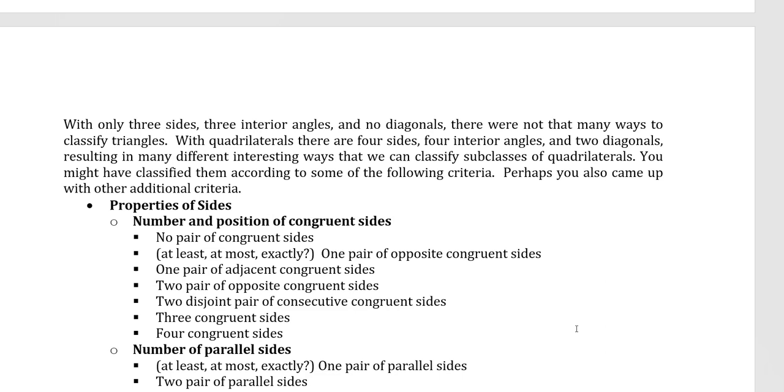How about one pair of parallel sides? Again, did you say at least one pair of parallel sides, or at most one pair, or exactly one pair? Each of those adjectives makes slightly different classes. Or how about 2 pair of parallel sides? Did you think of that one?